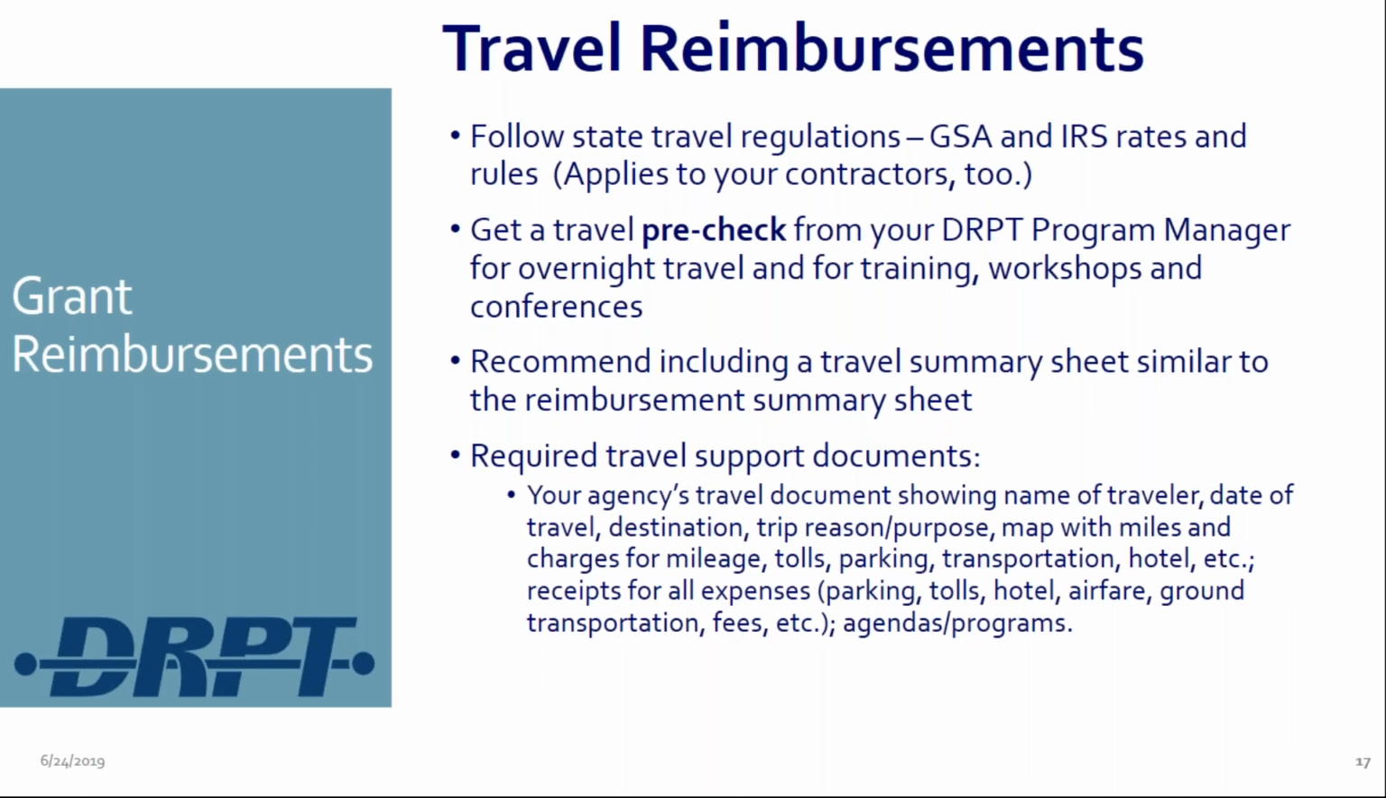So we also recommend doing a travel summary sheet with your travel reimbursement, similar to the overall summary sheet. The travel summary sheet will have the dates of the travel, where it was, what the expense was, all those types of things. And also, as we keep saying, we need support documentation. All of that travel information needs support documentation. For mileage, we want to see a printout of a map, some direction map showing the miles and the location. Receipts. Make sure you get receipts for things.